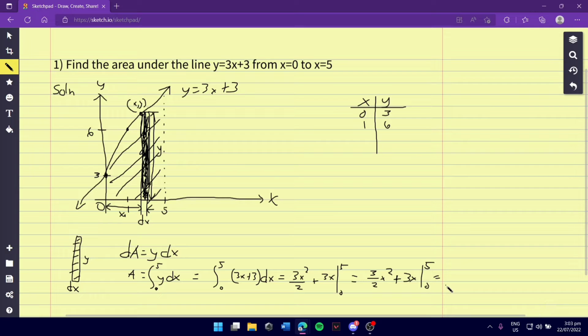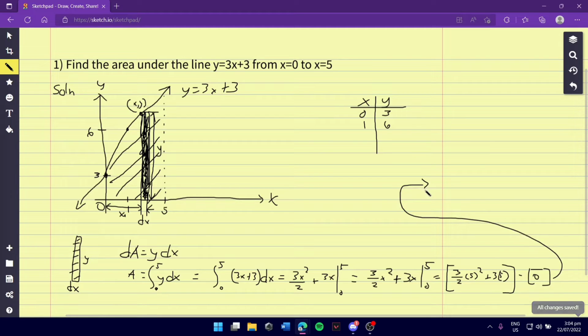Next, we will distribute your limits. So first, you have 5. So 3 halves times your upper limit, which is 5 squared, plus 3 times 5, minus your lower limit, which is 0. So 3 halves times 0 squared is equal to 0. And then 3 times 0 is equal to 0. So this is your 0. This is your lower limit. So I'll put it here.